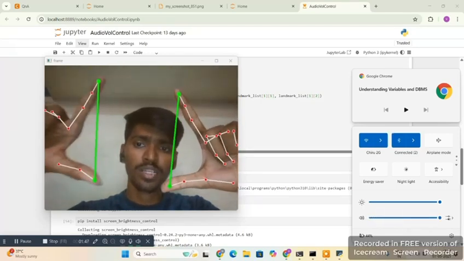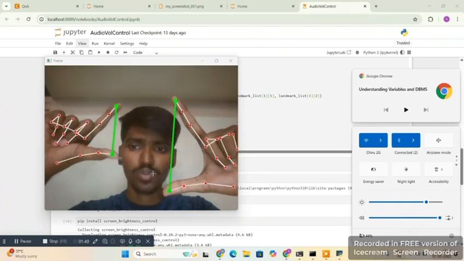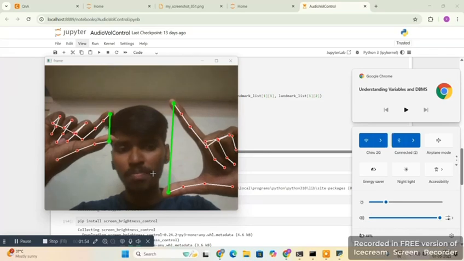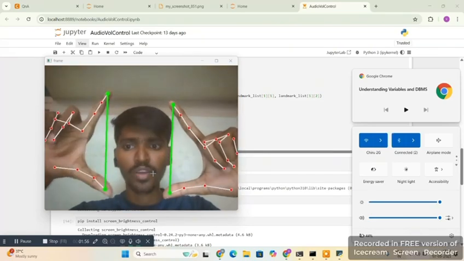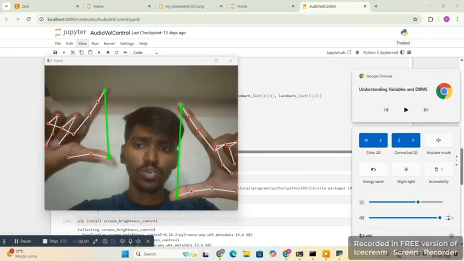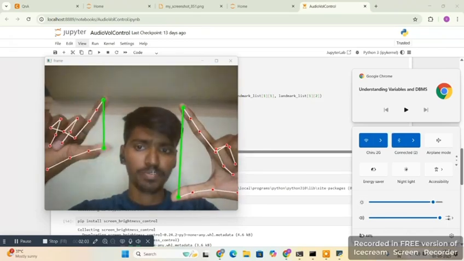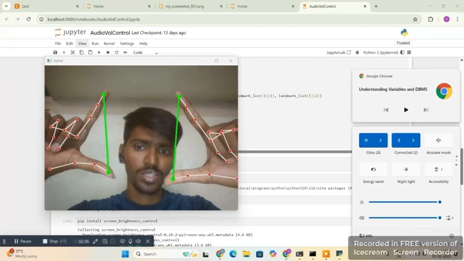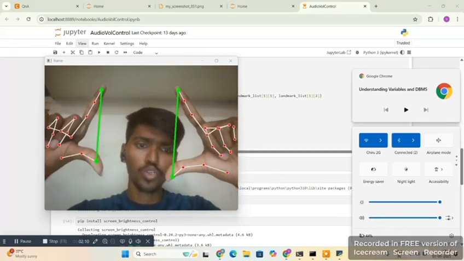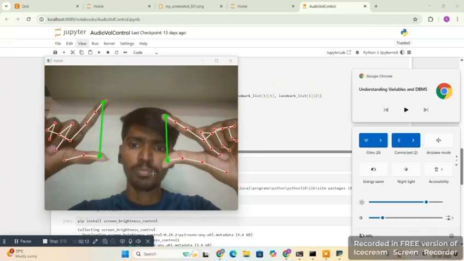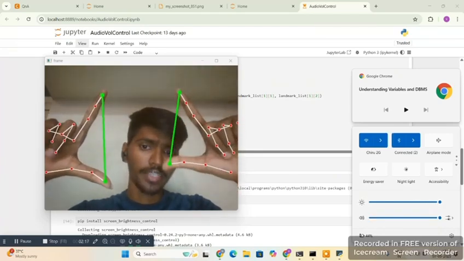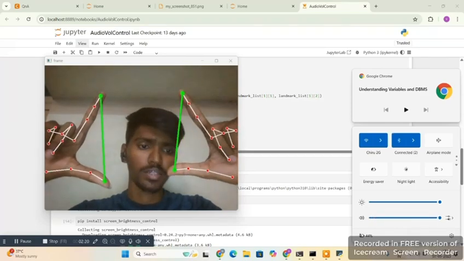And this hand is used for system brightness. You can see when I close these two fingers, the brightness is decreasing. When I expand these two fingers, the brightness is increasing. So you can observe the difference. Simultaneously, you can control both the brightness and volume of the system.